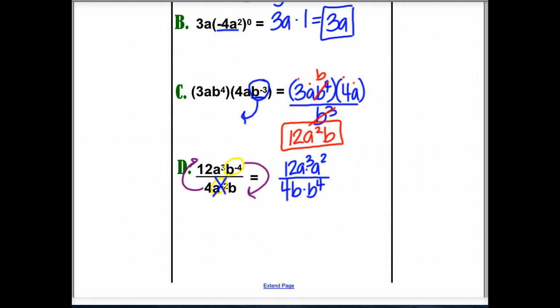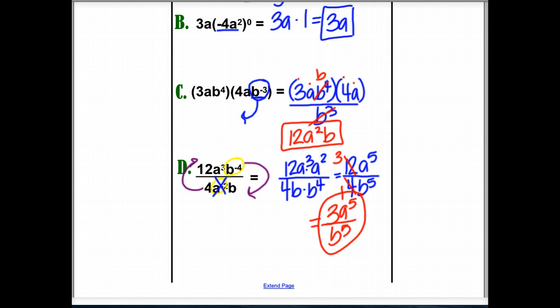So now I can go ahead and simplify. I have a 12. A cubed times a to the 2nd is a to the 5th because we add the exponents. And then I have 4, and then b times b to the 4th is b to the 5th. But wait, I have a 12 and a 4 that are both divisible by 4. 4 becomes 1, 12 becomes 3. That means that my final answer is 3a to the 5th over 1b to the 5th, so I'm just going to write b to the 5th.